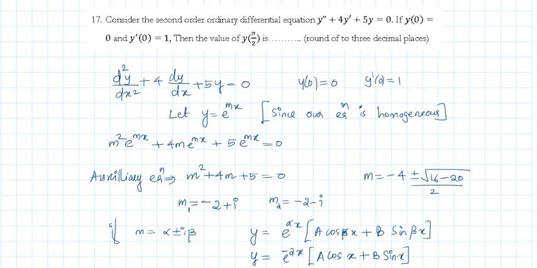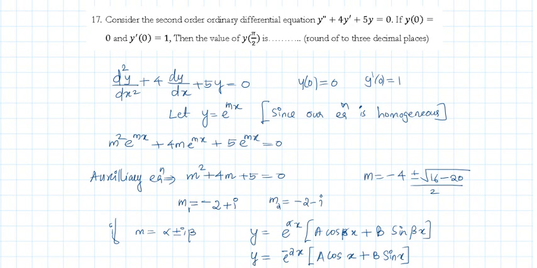So since it is a homogeneous equation, you can assume a solution like e raised to mx. Substituting back, you get the auxiliary equation. Applying the quadratic formula, minus b plus or minus root of b square minus 4ac by 2, you will get two values for m: m1 equal to minus 2 plus i, and m2 equal to minus 2 minus i.